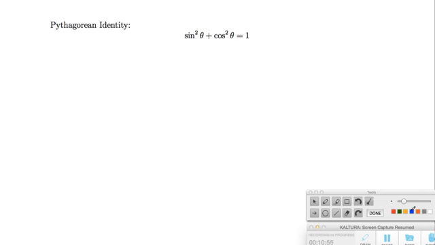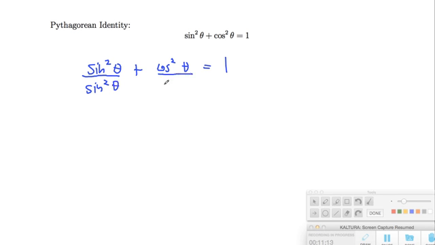The second thing that you can do is take that original identity and instead of, last time remember we divided by cosine squared everywhere, this time let's see if we can divide by sine squared everywhere. Again, it's okay to do because you're doing it to both sides of the equation. Now sine squared over itself is of course just 1.